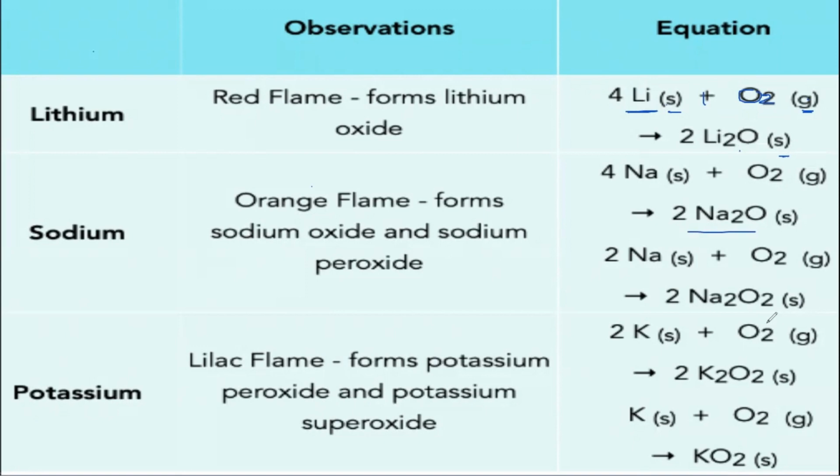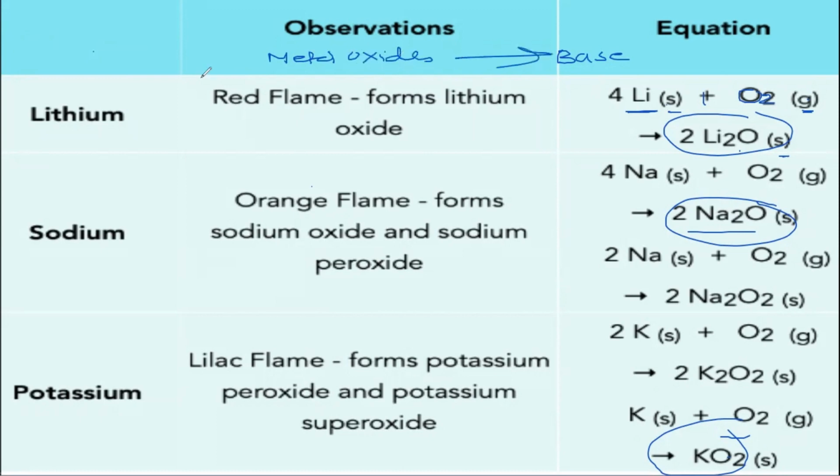Sodium forms sodium oxide. Potassium forms potassium oxide. These metal oxides are given a particular name, which is called base. So what is a base? Metal oxides are called bases.